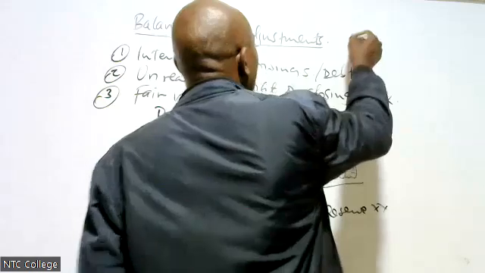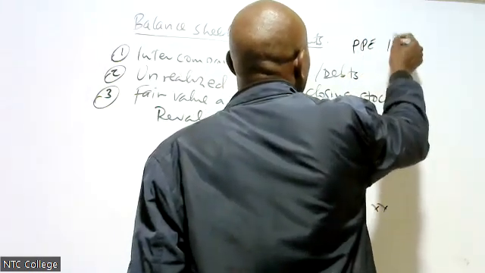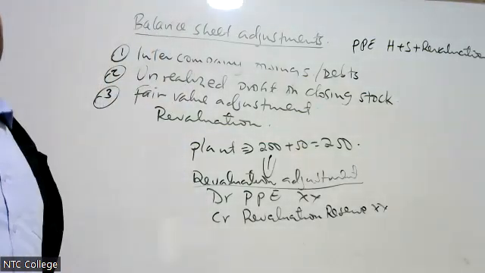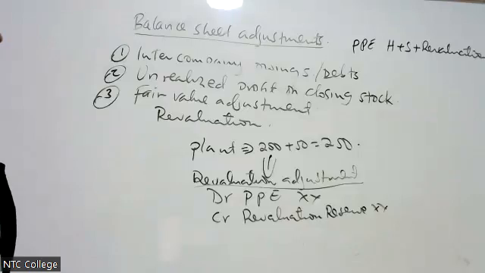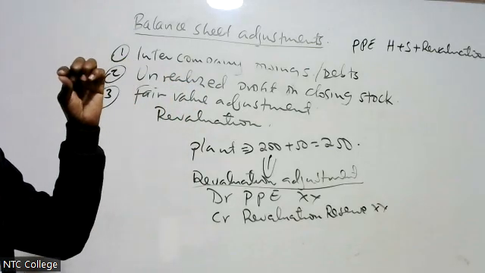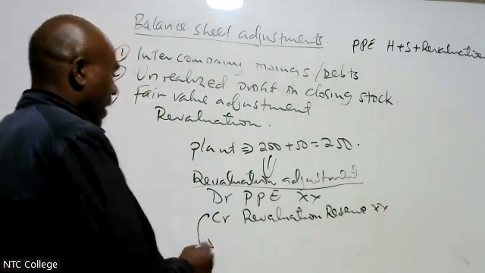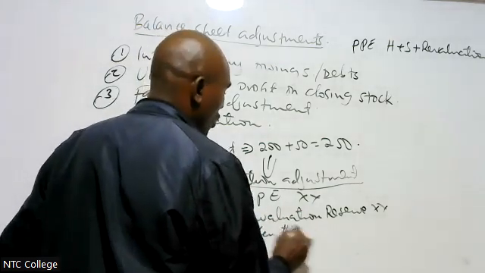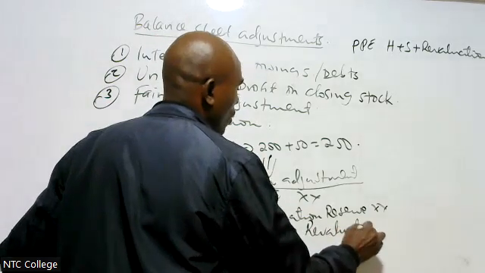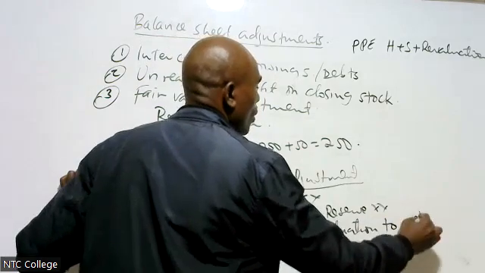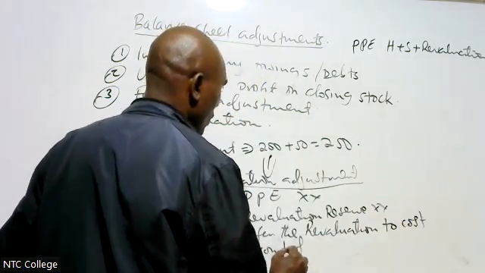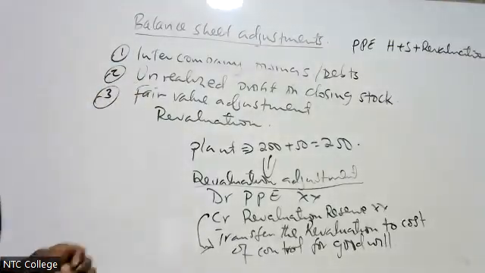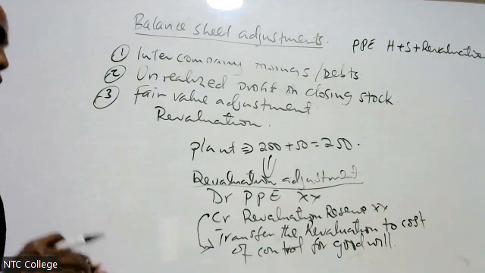Therefore, when I'm consolidating my PPE, I will take H plus S plus revaluation surplus. I'm going to incorporate revaluation. Then, this revaluation reserve account, transfer the revaluation reserve to cost of control for goodwill purpose.